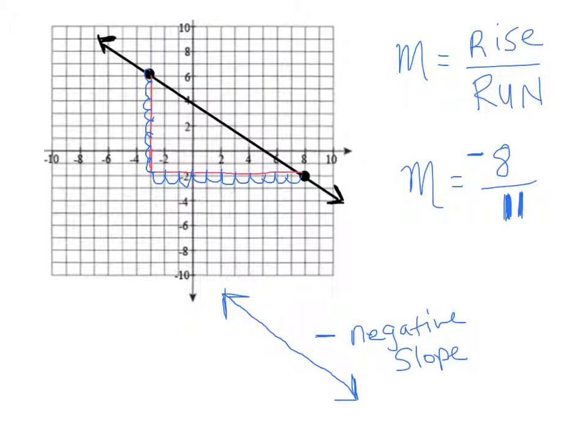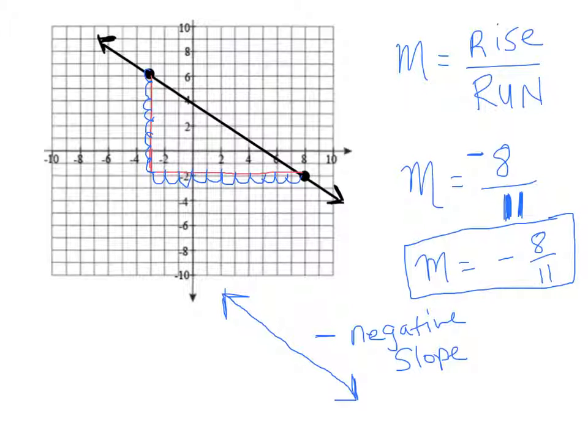All right? So basically I can't reduce 8/11, so I'm going to say that the slope here is a negative 8/11. And you can put that negative with the 8, with the 11, or out front like I did in the boxed answer there. So either way, that's fine.